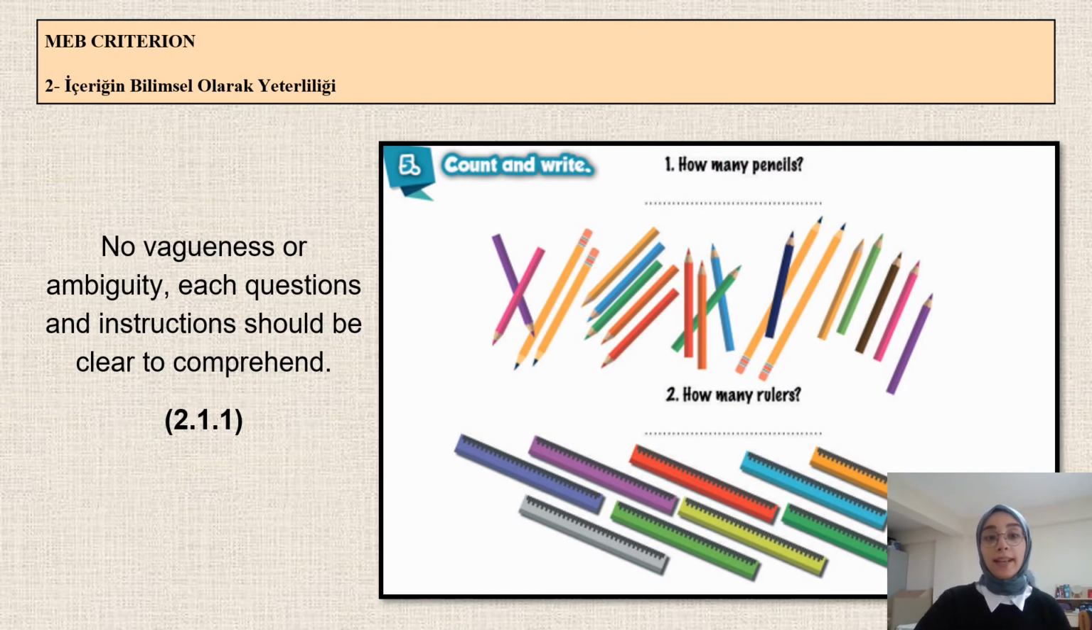So let's go on with the second criterion, in which it is said that there should be no ambiguity in the activities. Each question should be clear to understand. When we look at this activity, the questions are like how many pencils, how many rulers, but we should teach students the correct form, and these questions are not completed. So there is a violation of the second criterion.